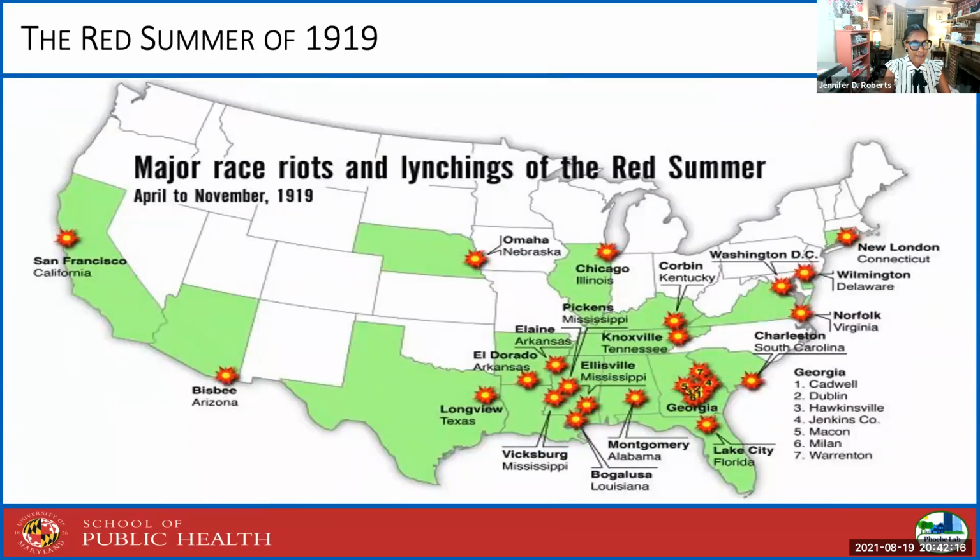And here I have a map that shows pretty much the distribution of the major riots and the lynchings of the Red Summer. It's not exhaustive because, for example, there were events that happened in New York State, but this just gives you a geographic display of some of the major riots and lynchings that occurred.